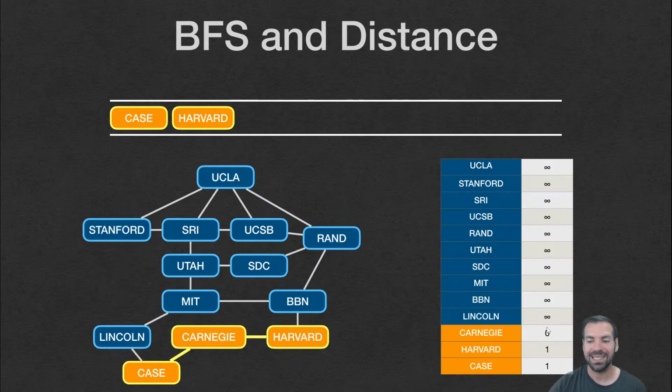So Carnegie's distance is 0. So we're going to add 1 to that, which is 1. And that's Case's distance. And then same thing for Harvard. Harvard has not been explored. Enqueue it, mark it as explored, set its distance equal to the distance of the node that discovered it plus 1.